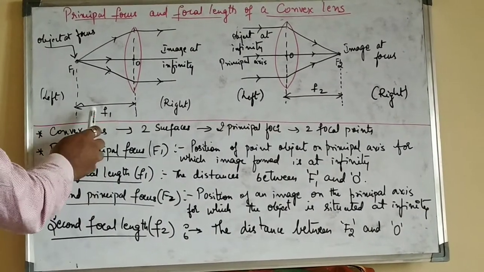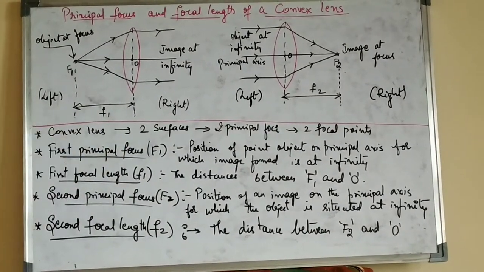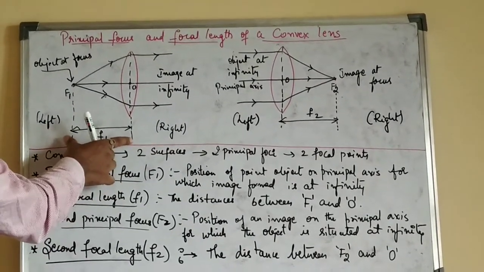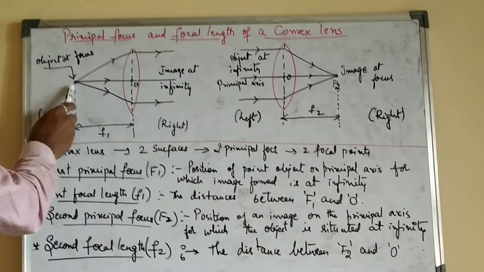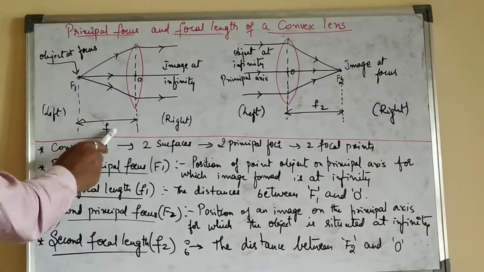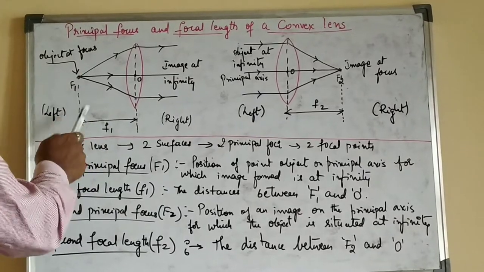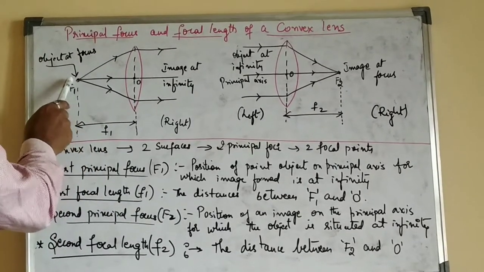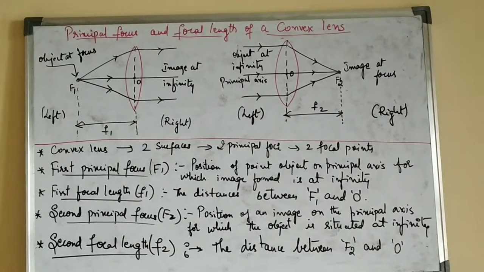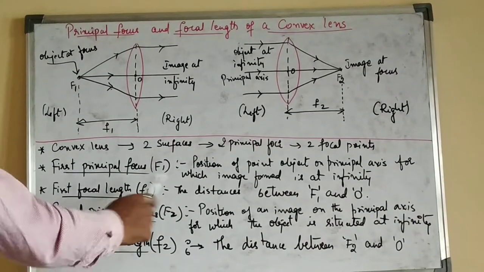Okay, next. Now, what is first focal length F1? Very simple. First focal length F1 is the distance between the first principal focus and the optical center. I repeat, first focal length F1 is the distance between the first principal focus and the optical center of the convex lens. Next, second principal focus.